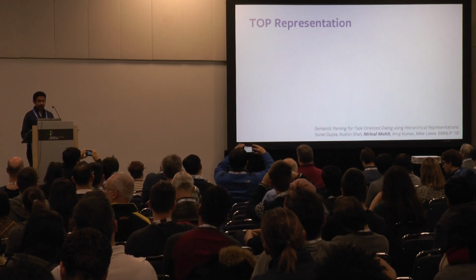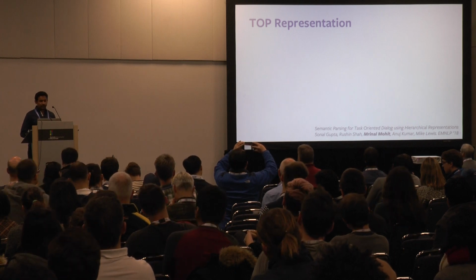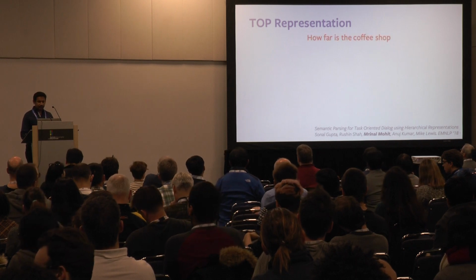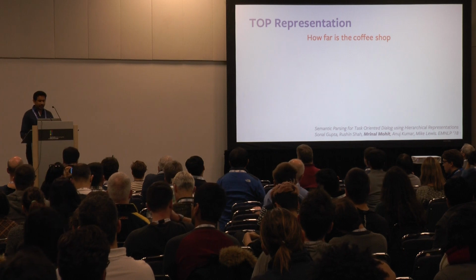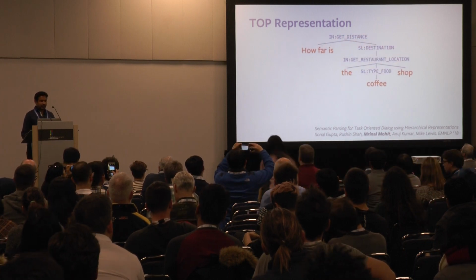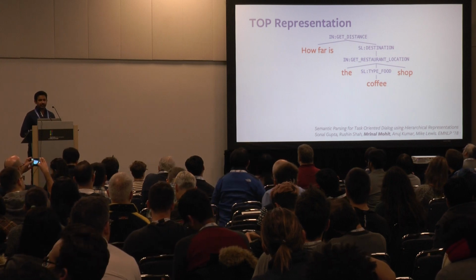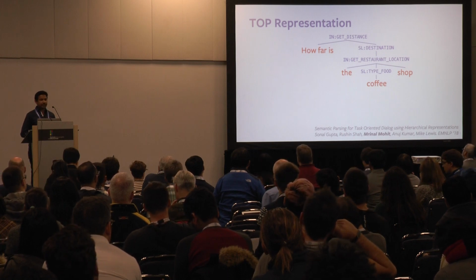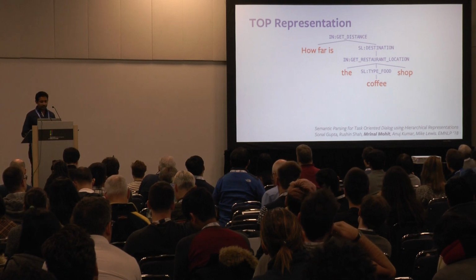That's what we introduced in a paper earlier this year at EMNLP, where we introduced the task-oriented parsing representation. So for one of the utterances in the previous slide, how far is the coffee shop? Now, instead of just marking an intent and a slot, we predict an entire parse tree. And in this parse tree, we know that the get distance intent is a top-level intent, which expects a destination slot, but the destination slot is itself resolved using another API call to get restaurant location with type food as coffee.